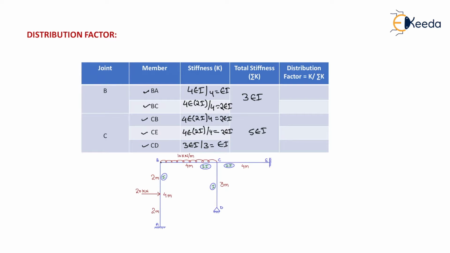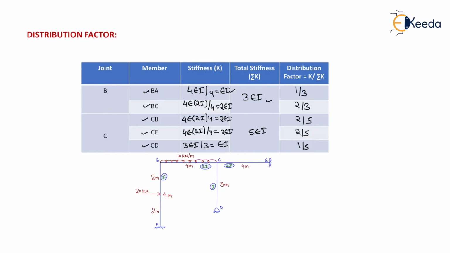Now, for finding the distribution factor, we divide the stiffness of a particular member by the total stiffness. On dividing EI by the total stiffness 3EI, we get 1 by 3, which is the distribution factor for BA. Similarly, 2 by 3 for BC, 2 by 5 for CB, 2 by 5 for CE, and 1 by 5 for CD. That will be the distribution factors for all the members.